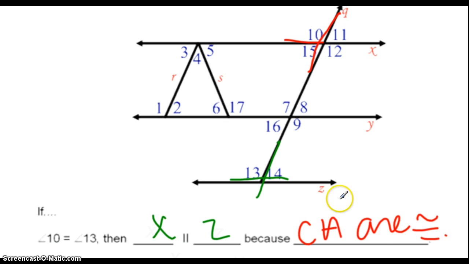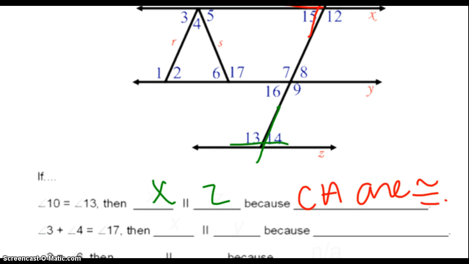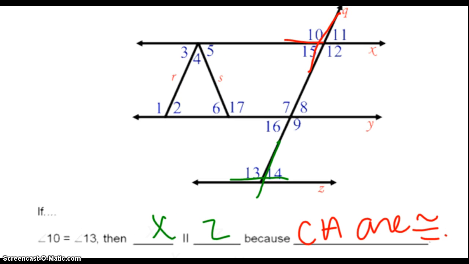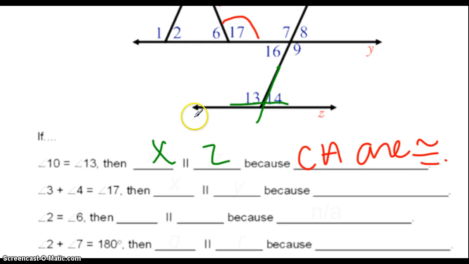Okay, so my next one is angle 3 plus angle 4 is equal to 17. So if I come up here, would you say it's true that if 3 and 4 are congruent to 17, or the measures are equal, then they're alternate interior angles, which means S is the transversal and X and Y are the lines. So I would say, yes, this is true, X and Y, because AIA are congruent.